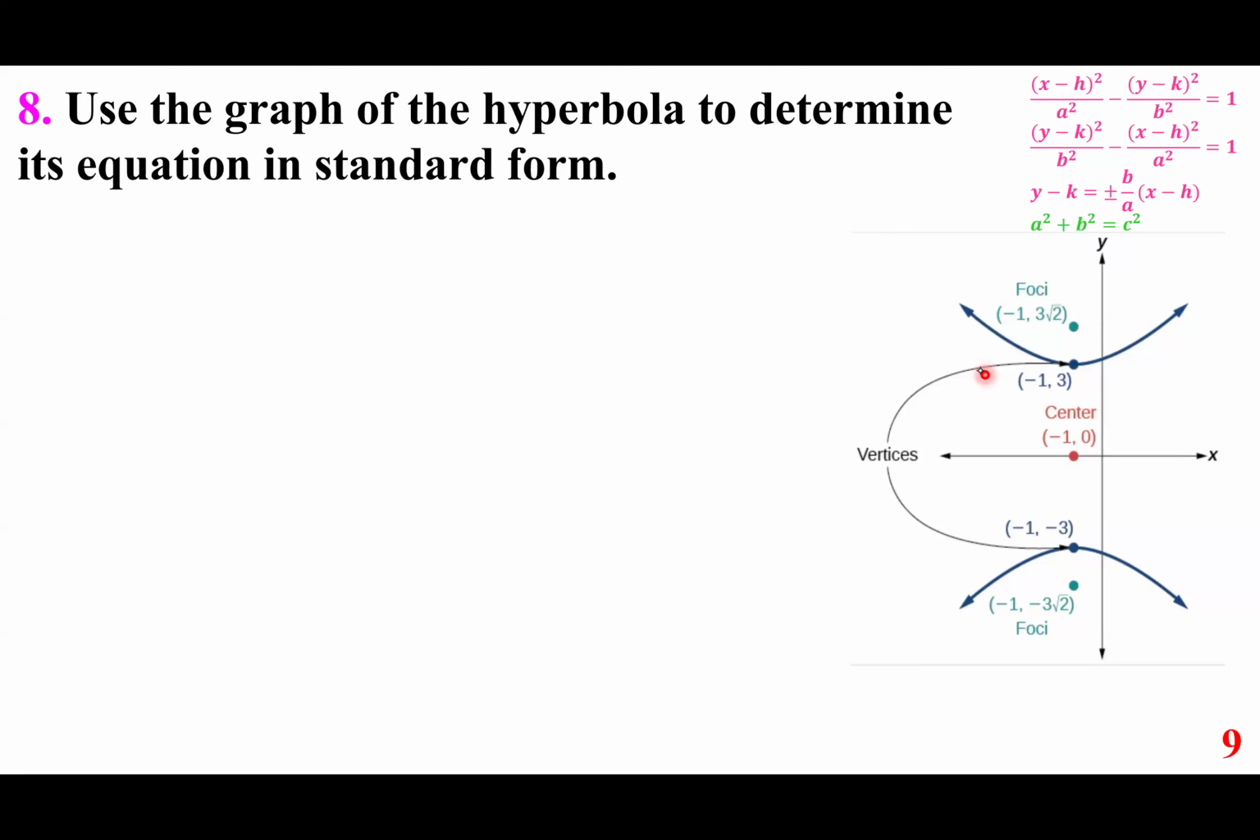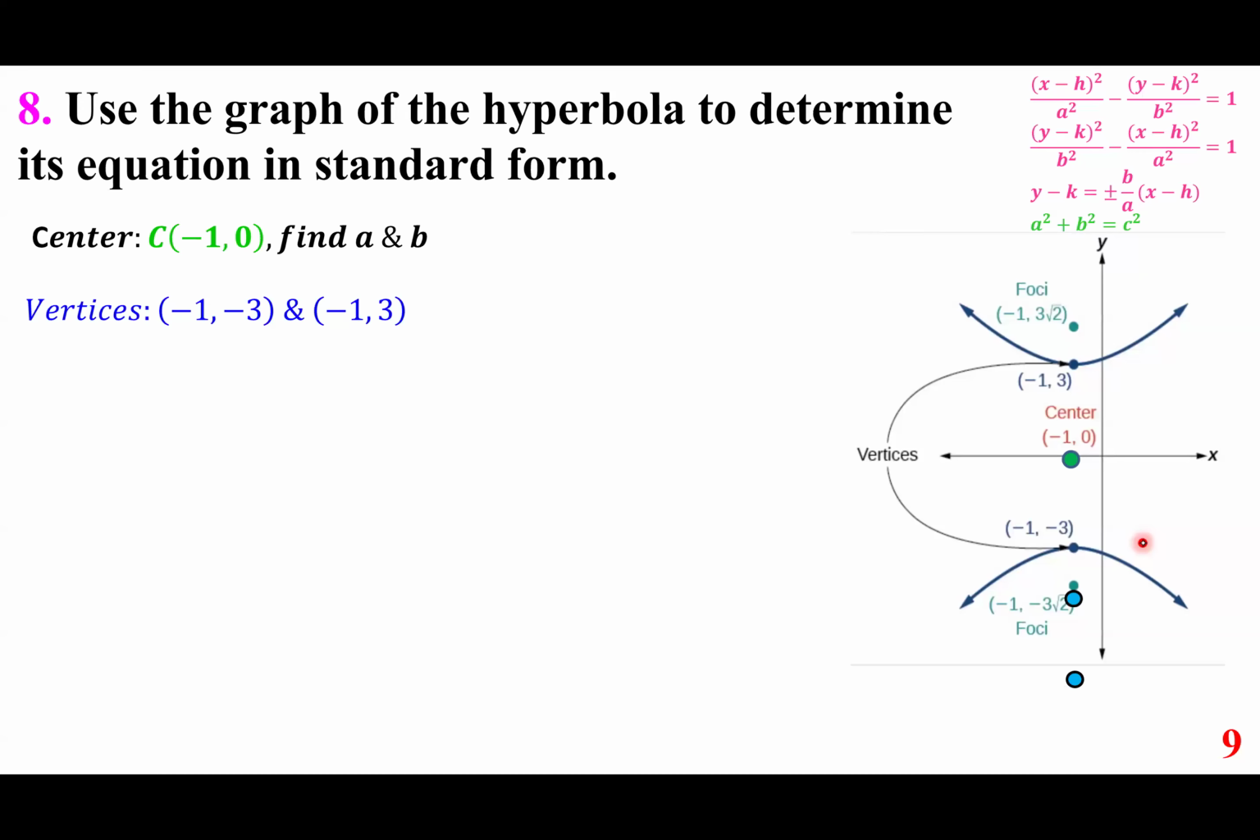Use the graph of the hyperbola to determine its equation in standard form. Clearly, the center is here, so the center is located at -1, 0. We need to find A and B. So we look at the vertices. This is one of them, this is one of them. So the vertices are located at -1, 3 and -1, -3. The graph indicates that.